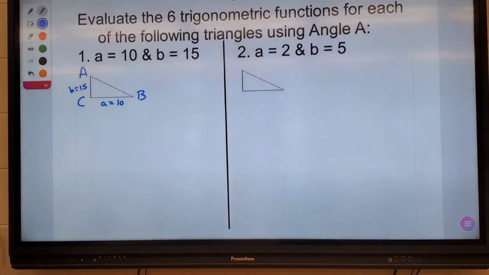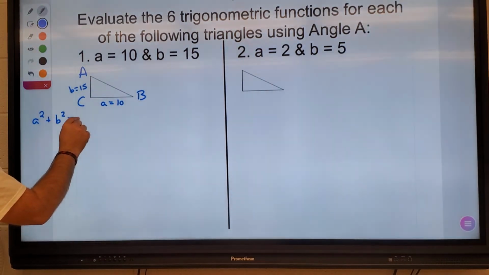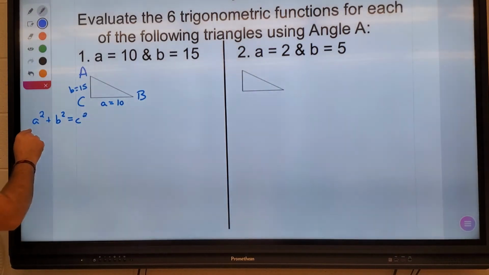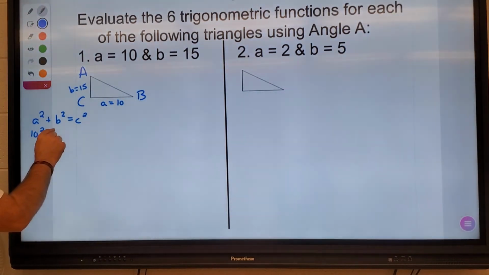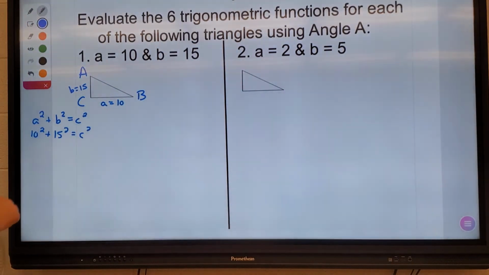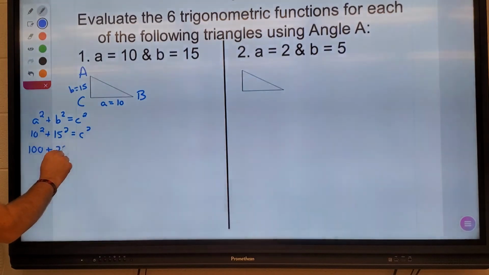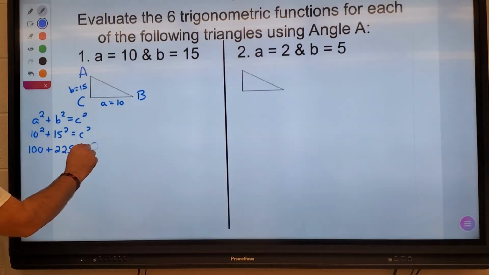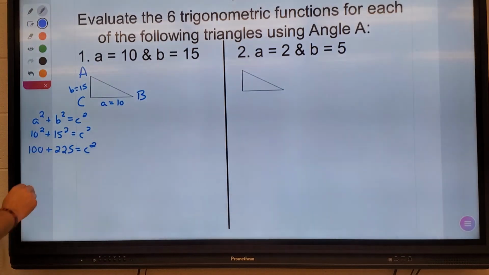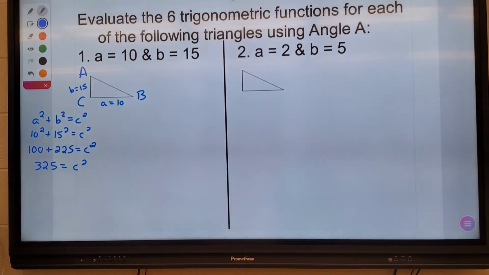Okay, we don't know the value of C, so we have to find the value of C first. So that comes to that Pythagorean theorem. So here again, A squared plus B squared equals C squared. I know that this is 10 squared plus 15 squared equals C squared. 10 squared is 100, plus 15 squared, which is 225, is C squared. Combine those two, you get 325 equals C squared.